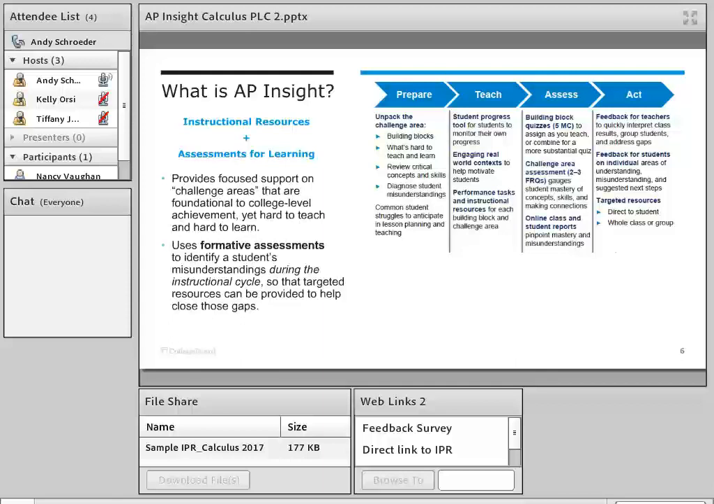It has, of course, the components, and you have used it before, so you're aware of the prepare parts, the impacted challenge areas, the teach, the assessment part, which we'll be talking a lot about, and then of course the act part, which is getting back to feedback from students and feedback for teachers as well.